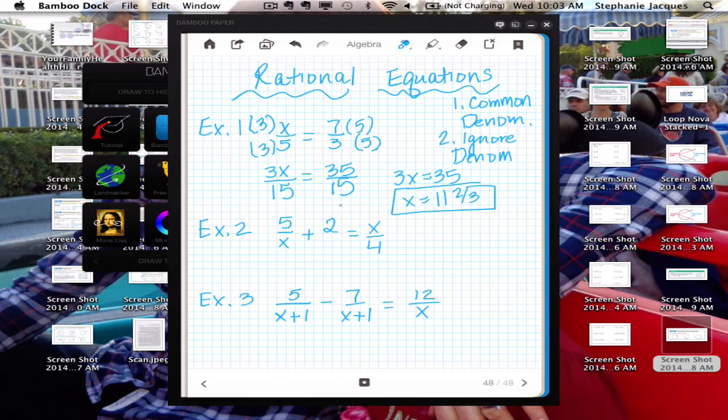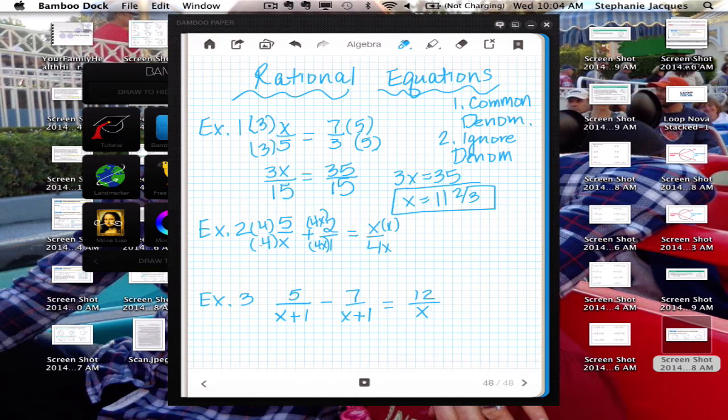So let's try to do this one. I need a common denominator. I'm going to make this a fraction by putting a 1 under it. And I'm going to go, okay, I have an x, a 1, and a 4. So I know I need a 4 in the mix in all of them, and I need an x in the mix in all of them. So I'm going to multiply this one by 4. I'm going to multiply this one by 4x, because I need 4x on the bottom as my common denominator. And I'm going to multiply this one just by x.